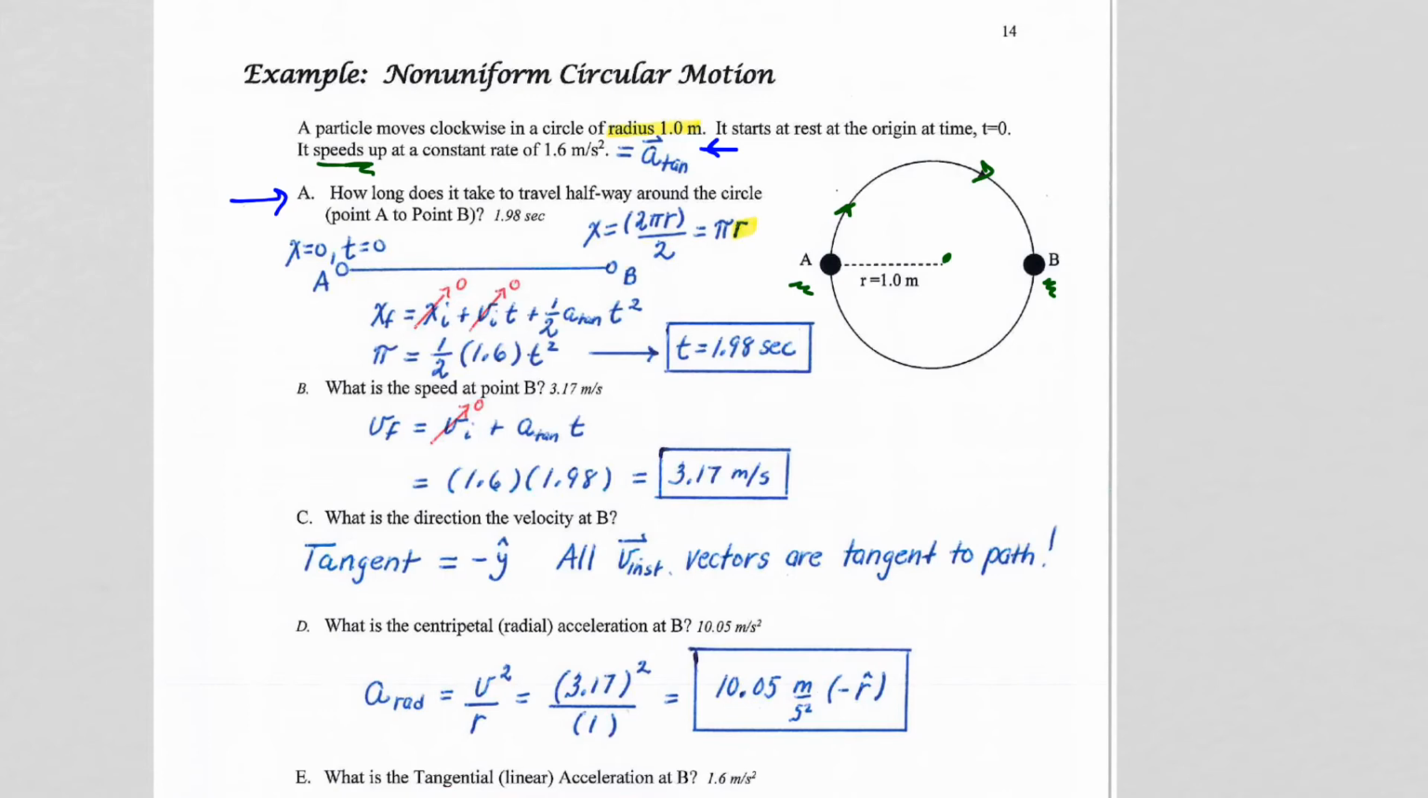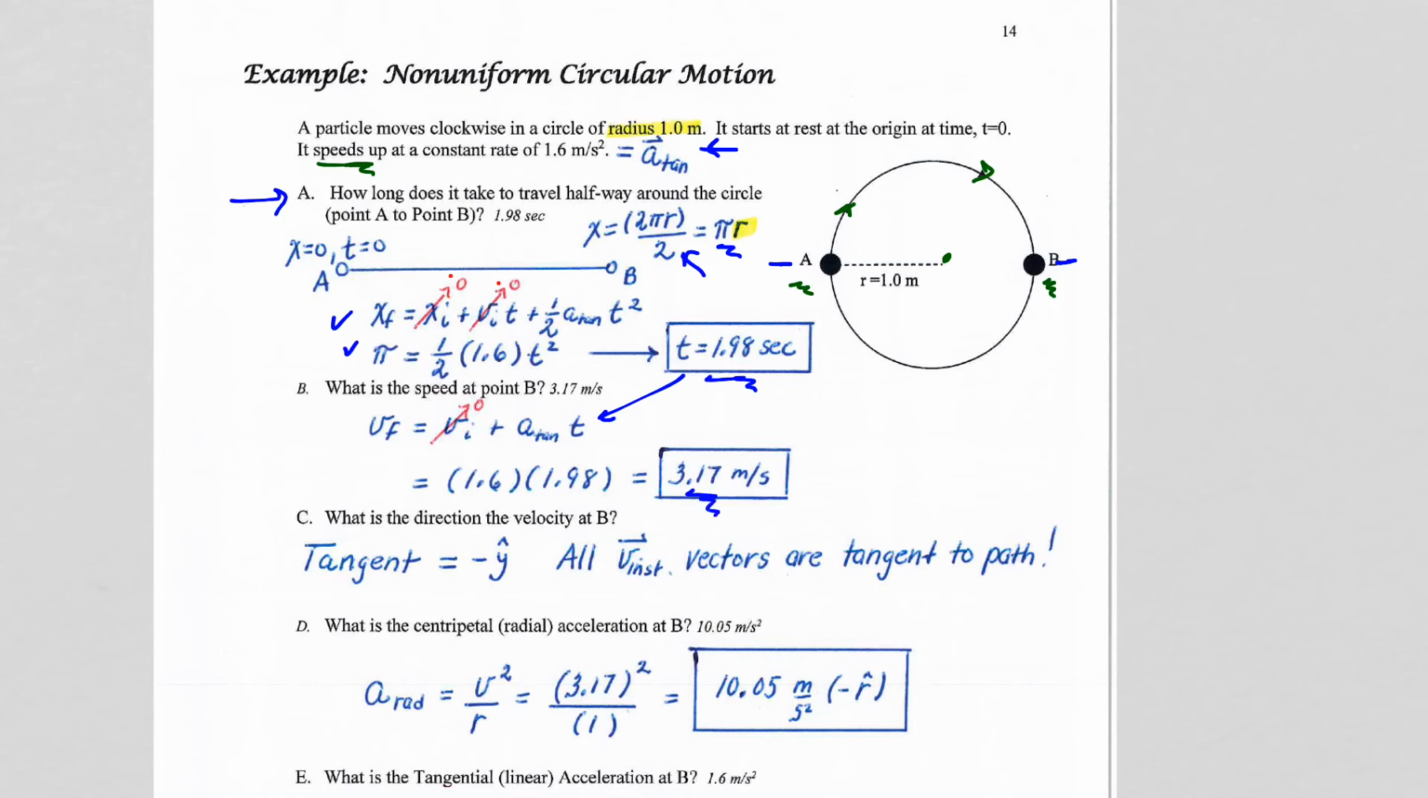Well, you take the scissors, cut the circle, bend it into a straight line, A to B, use my constant acceleration equations. Halfway around the circle is pi r. R is 1 meter, so just pi for x final. Started at position 0. Started from rest. A tan is the 1.6. We have our time that it took to go from A to B. And now everything begins to fall into place. We use that time to get v final.